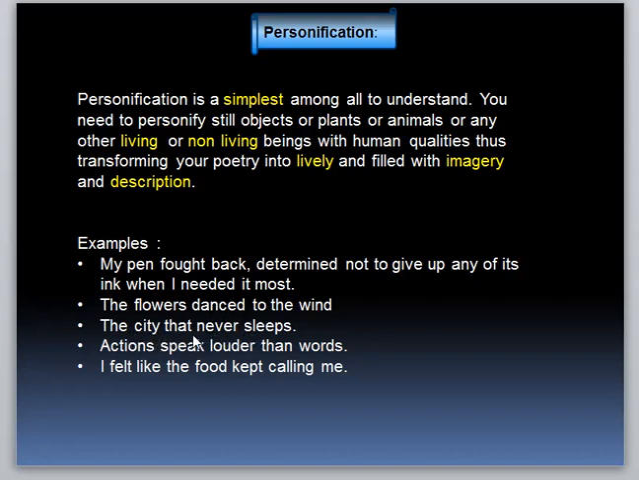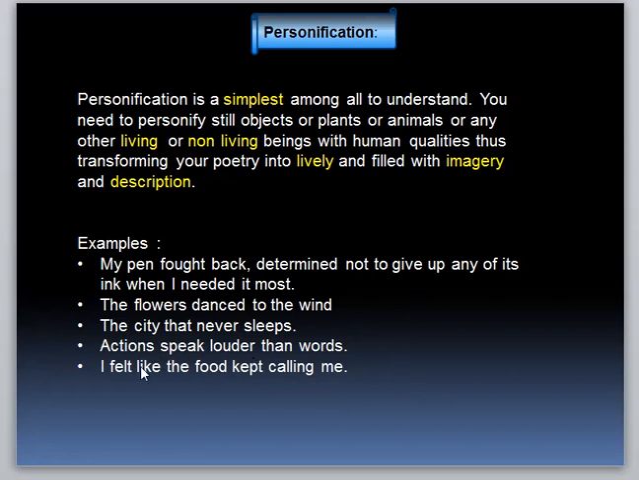The city that never sleeps. Now, city means the people of the city, right? But although living beings are compared with the city, it is mentioned that this city never sleeps. Actions speak louder than words. So the abstract noun, actions, is given the verb speak, meaning whatever you do speaks out louder than what you don't say. I felt like the food kept calling me. That means my food is calling me.